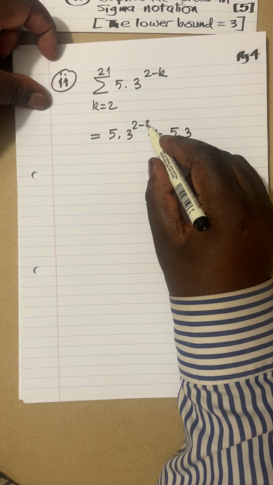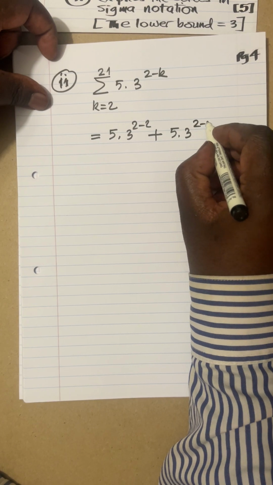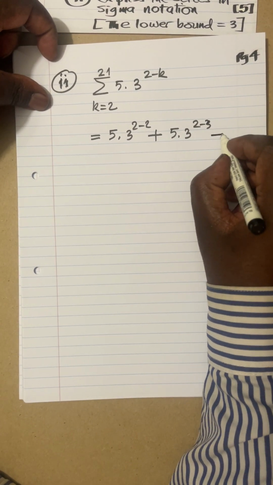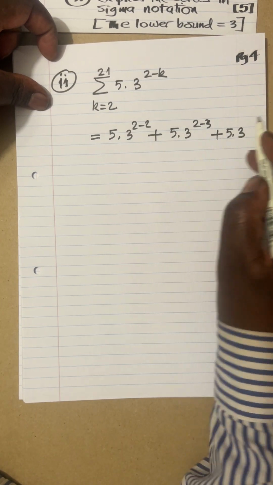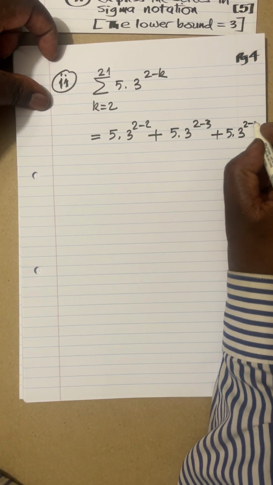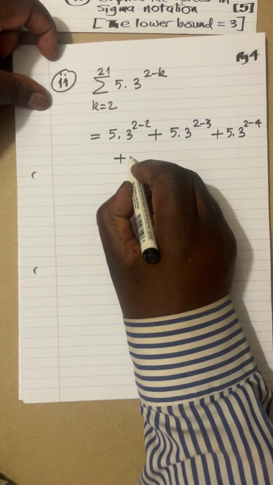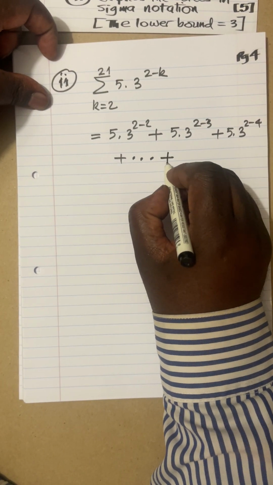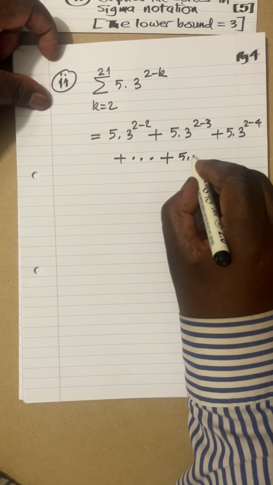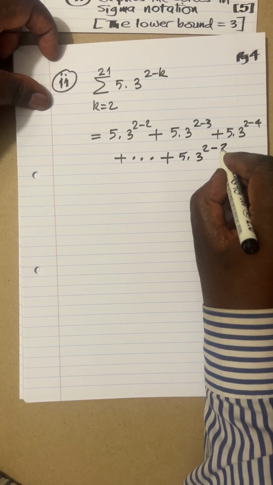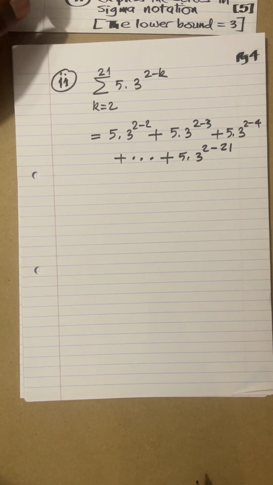From 2, you're counting, you go to 3. So it will be 2 minus 3 plus 5 times 3 to the power, remember 2, 3, it must be 4 now, 2 minus 4, and then plus 1, 2, 3, plus the last term is going to be 5 times 3 to the power 2 minus 21. Remember the last value of k is 21.